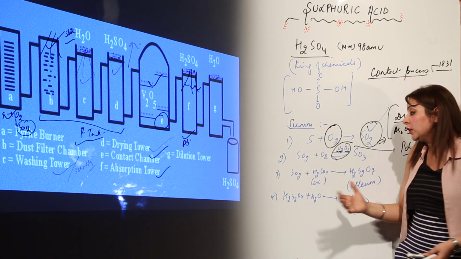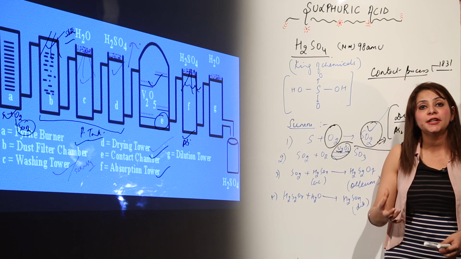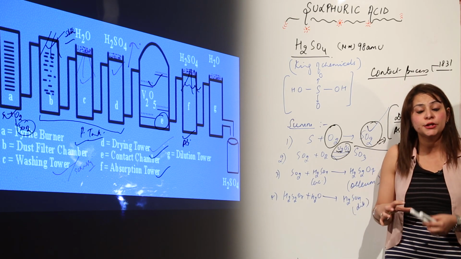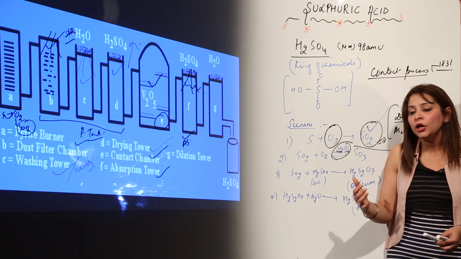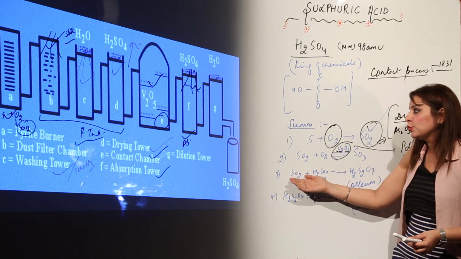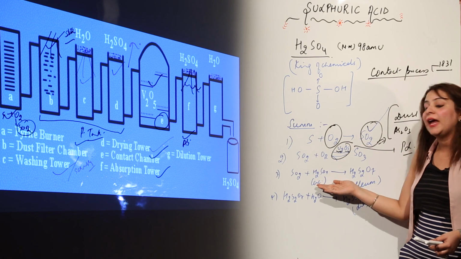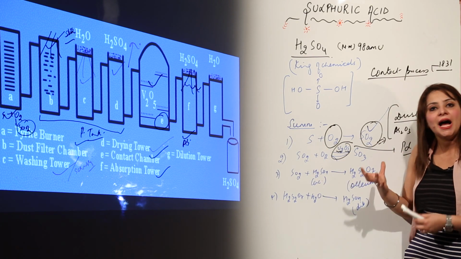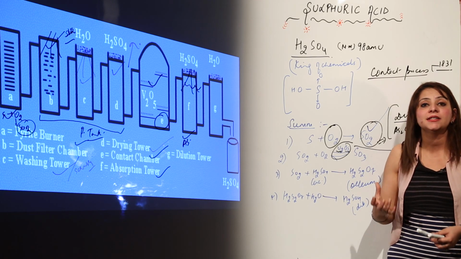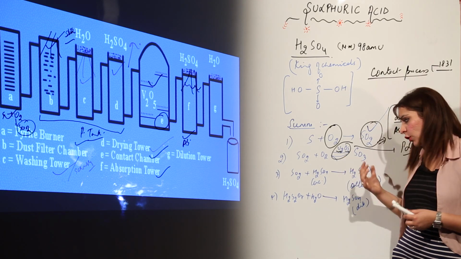As I told you, we cannot add SO3 directly into the water because the reaction is highly exothermic, which leads to an explosion, right? So we need the reaction to occur in a controlled manner. So what we do is pass this SO3 into the absorbing tower, where it reacts with the concentrated sulfuric acid to form the highly concentrated sulfuric acid, that is the oleum, H2S2O7.